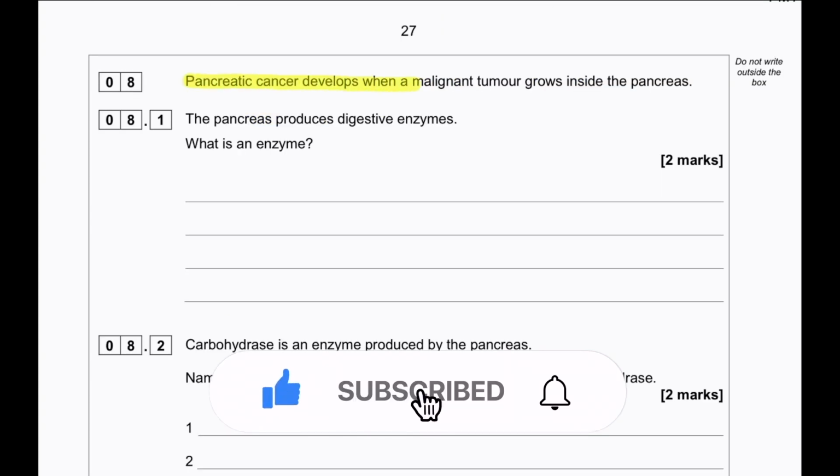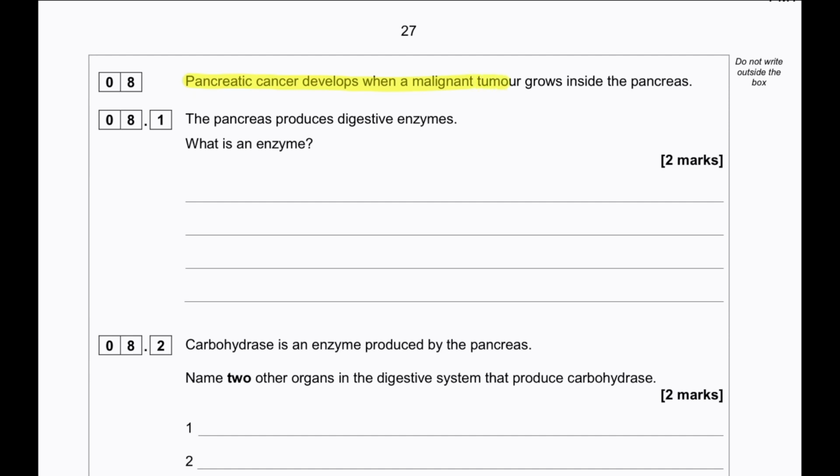Pancreatic cancer develops when a malignant tumor grows inside the pancreas. The pancreas produces digestive enzymes. What is an enzyme? An enzyme is a chemical which catalyzes or speeds up a reaction in living organisms. We can also write a chemical which catalyzes or speeds up a biological reaction. We can call it an enzyme.